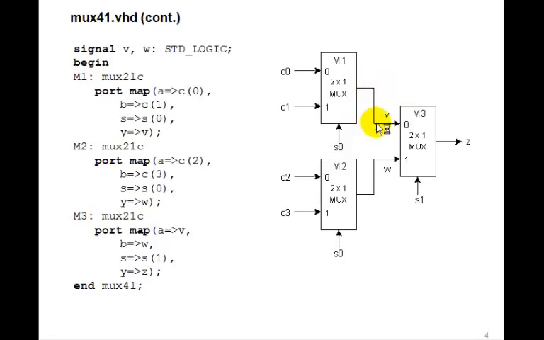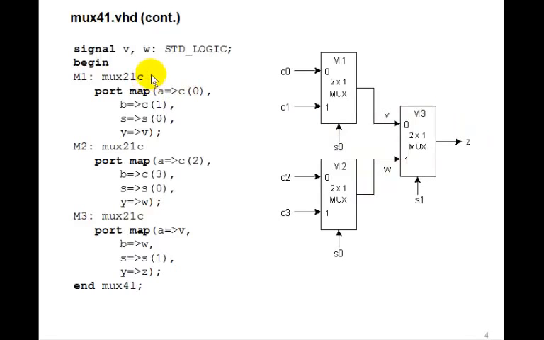Now notice we have a wire called V that connects the output of M1 to the A input here of M3, and another wire here called W, which connects this output from M2 to the B input of this MUX. Anytime you have internal wires in your circuit like this, you must declare them to be signals. So here we have signal V, W of type std_logic. So there they are right there.